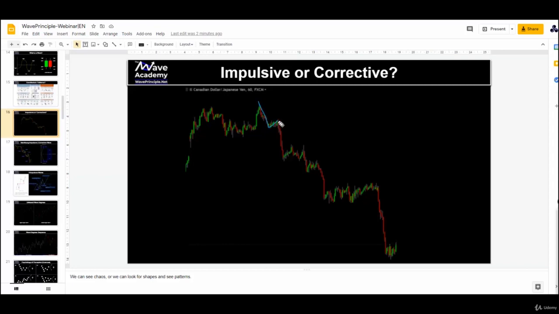This is impulsive, this is corrective, this is impulsive, this is corrective, impulsive, corrective, impulsive. And the only difference between them is the size, the proportions, and the time that it takes until the next impulse. The smaller it is, the smaller the degree we are in. And we are going to talk about that just in a moment.